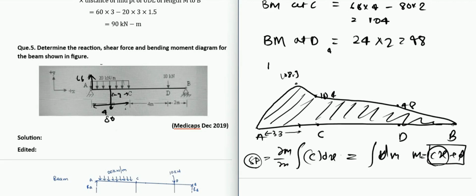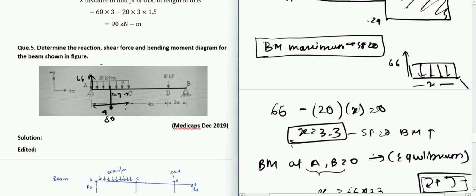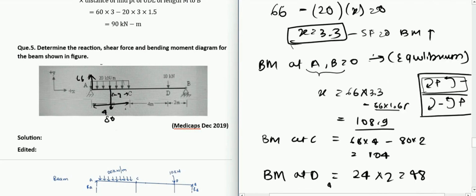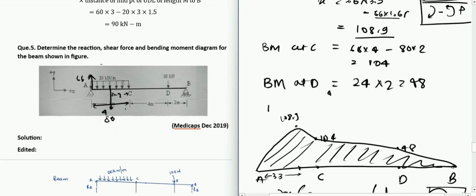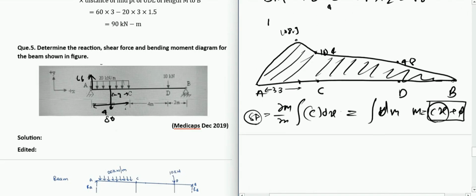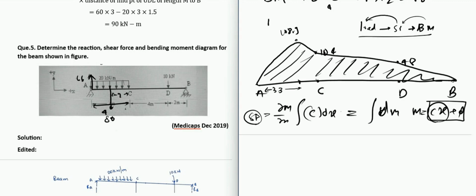As you can see in the SF diagram, it was a linear line between E and C. That is why between E and C it is a parabolic line now. Between CD it was a constant line, and between DB it was a constant line. That is why it is an inclined line now. So again it comes back to the same point: load, SF and BM are always one degree above the previous one. That is the main concept.